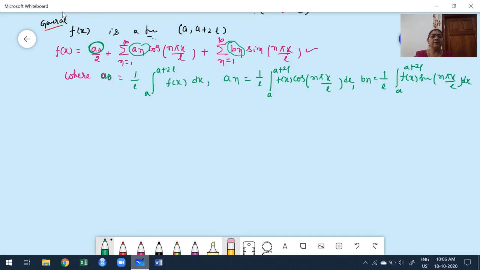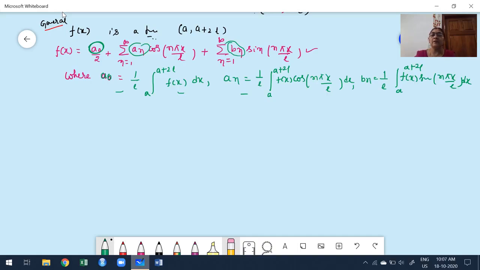Now, we may be thinking about how we get this formula. Here I am not going to derive how we get the values of a naught, a n and b n, because this derivation is not included in your syllabus. If you are really interested to know how we get this formula, you can refer to Grewal, your prescribed textbook, where they have given how we get the formula for finding a naught, a n and b n. I'm just going to take this as the formula for construction of Fourier series.